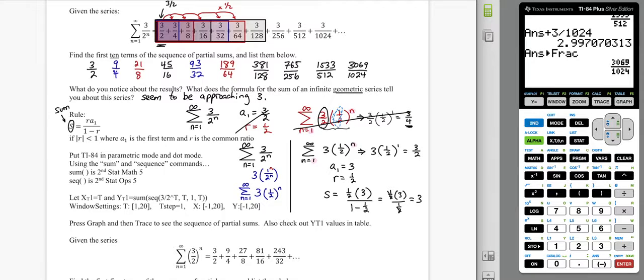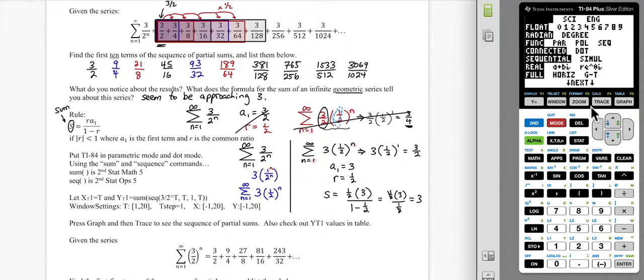Now, if we want to look at this in the calculator, we're going to go into a different mode. We're going to go in parametric mode. We had been working, I believe, in sequence mode. So parametric mode. We're not really learning about parametrics, we're just using the parametric mode on the calculator to help us get an idea of what the expansion would look like. It's kind of cool in that regard.